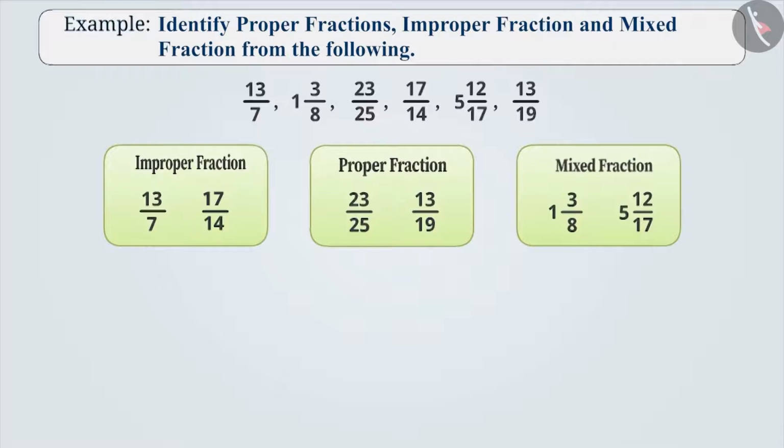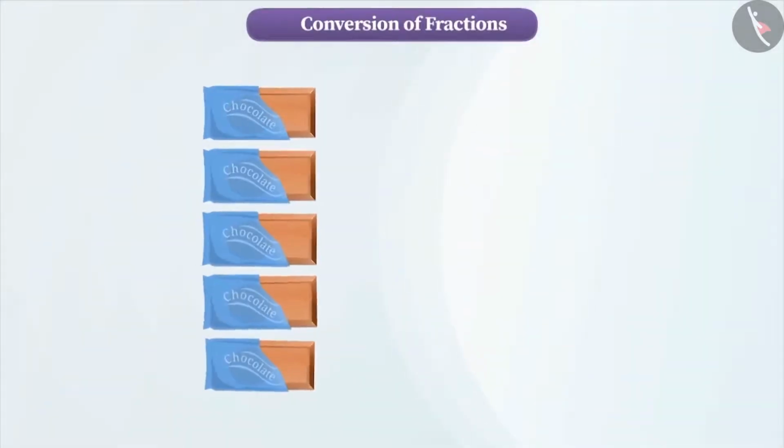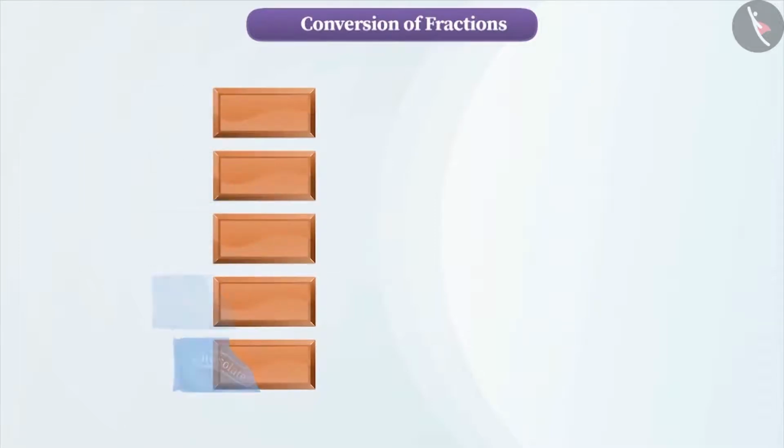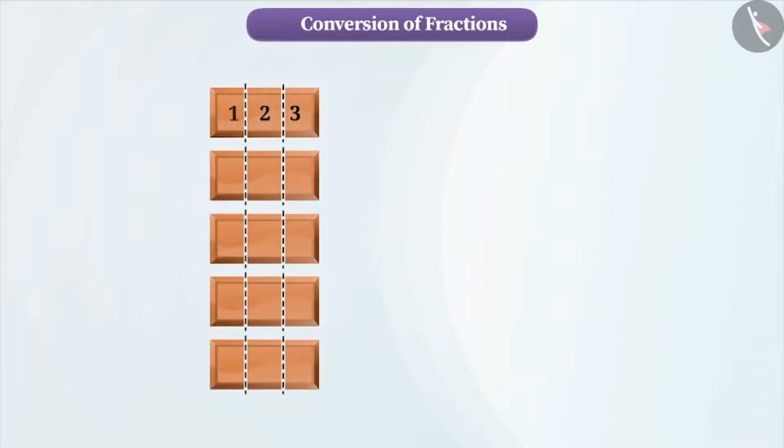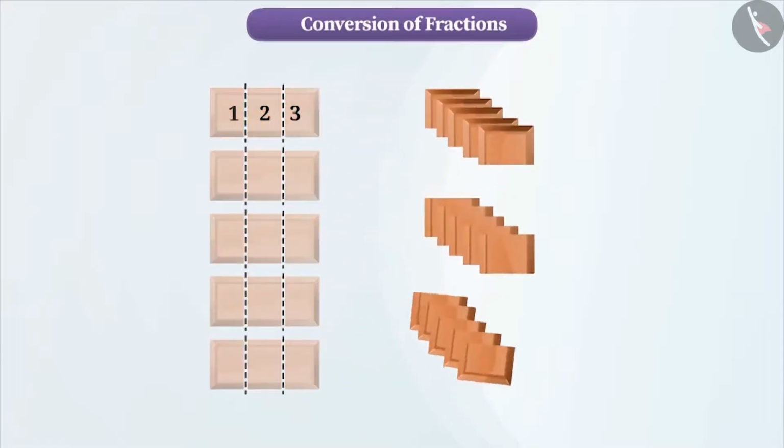Now we will see some examples related to conversion of fractions. Before doing that, first let's understand how to convert fractions. Let's assume we have 5 chocolates. We have to divide them into 3 equal parts. In order to do so, we will divide each chocolate into 3 equal parts. Now we will place each part of one chocolate as one group to make 3 equal parts of 5 chocolates.